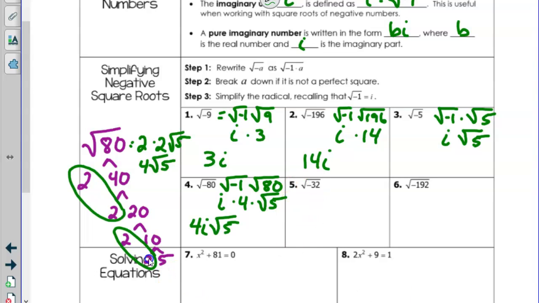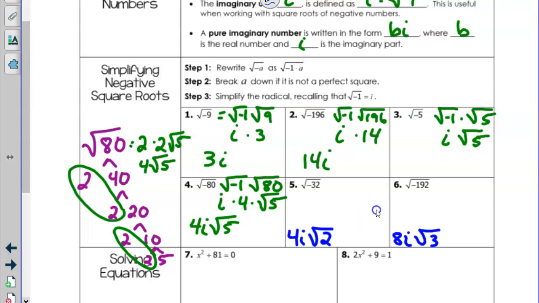I want you guys to try numbers 5 and 6 on your own. What did you guys get for number 5? 4. Very good. Does anybody need to see number 5 in its entirety? Everybody get that? Okay. How about number 6? What did you guys get? I heard a couple of, I think I heard a different answer. It should be 8i square root of 3. Anybody want to see that one? Any questions on 5 or 6? Anybody need me to do that one out further?